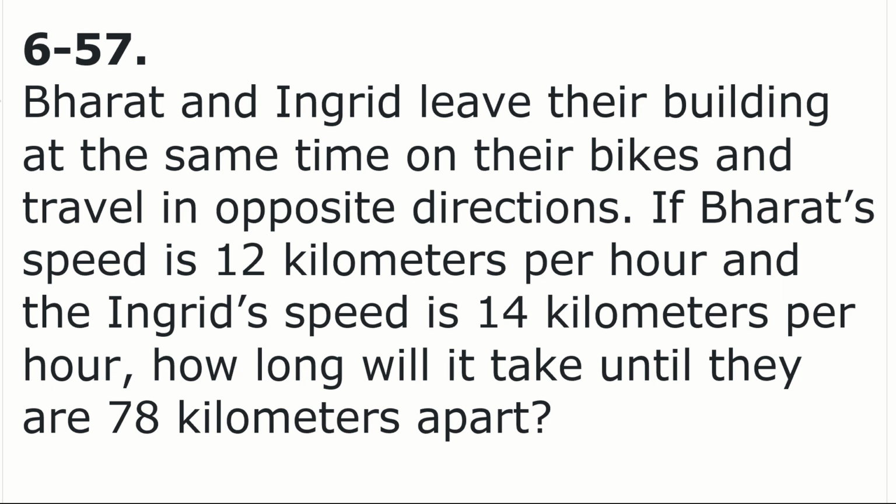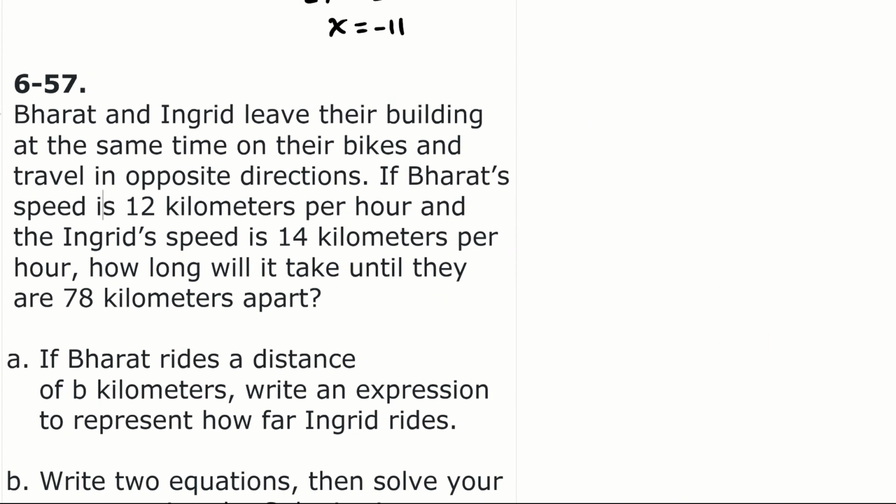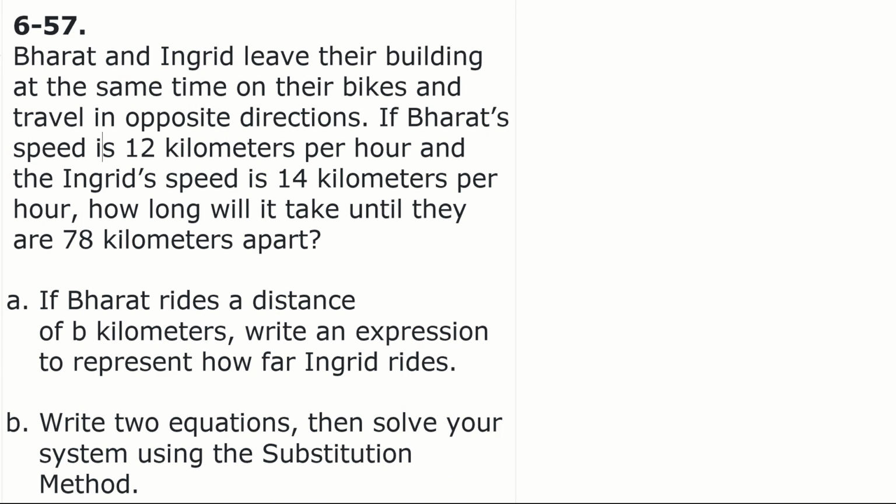So let's try and create a brief sketch here and maybe a table to summarize this information. In my sketch, I'm going to say that they're starting at this central point. It's the building that they're starting at. And I'm going to say, just arbitrarily, that Bharat's going to the left. So this is Bharat. That's his location. And Ingrid is going to the right. And I'll just put a capital I there for Ingrid.